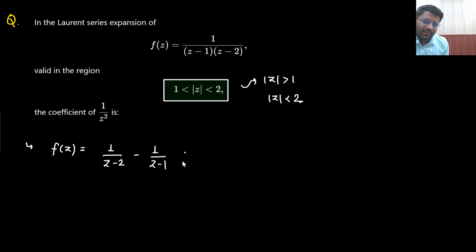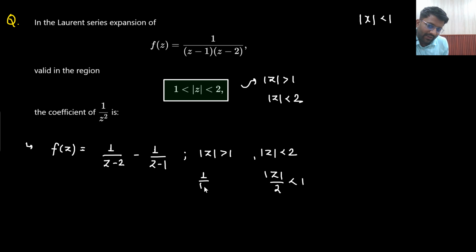Here there is the condition that mod z is greater than 1 and mod z is less than 2. Sir, I remember the formula for mod x less than 1. That means mod of z by 2 less than 1 will work for me. But sir, taking the reciprocal, 1 by mod z less than 1 will also work for me. So these two will work for me, because I remember the formula for something less than 1. Is that understandable to you?